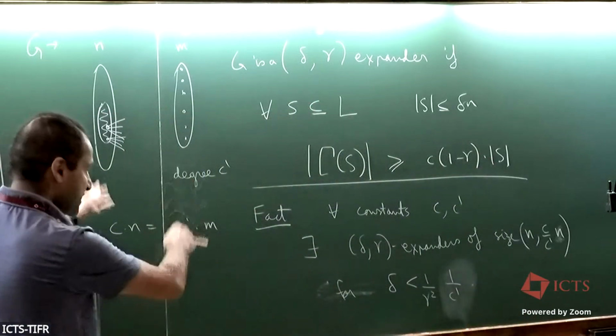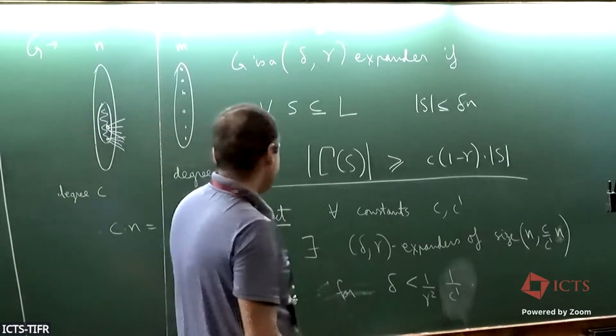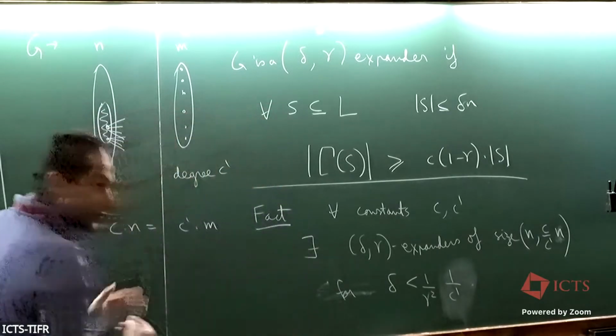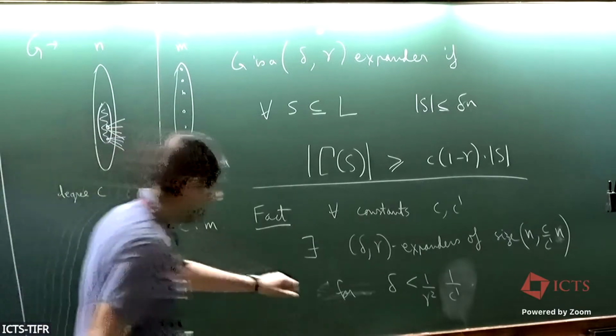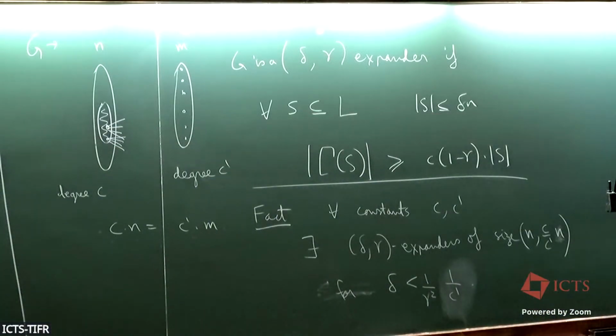So these graphs exist. And basically a random graph achieves this. I'm not going to get into what kind of random model we use, but the main point is it exists for any gamma greater than 0 and delta being positive, independent of n. Okay, so let's take these graphs.